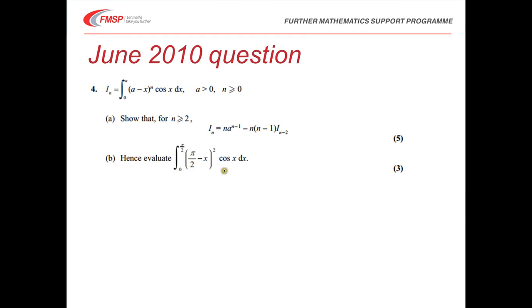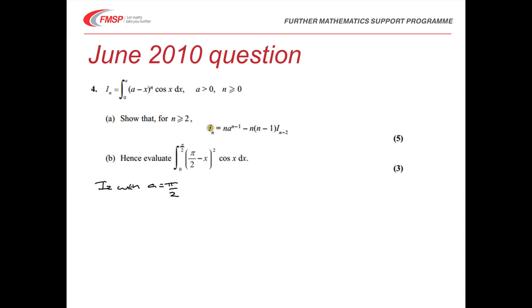Moving into part B, we've now got to evaluate this. So if we compare this to the work we've already done, we can see that a is now taking on a specific value, pi over 2, and we've got squaring here. So this is like I2 with a being pi over 2. That's what we've been asked to evaluate.